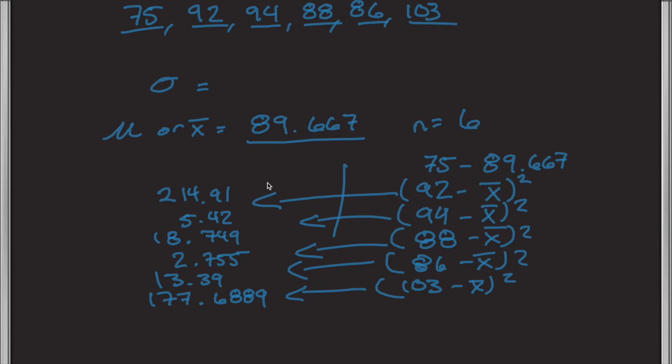And so what we have here is now simply the sum of these values. So if we take all these values and add them all up, we would end up with 432.93. Great, so now we have the top part of our fraction here, which is 432.93. All we have to do now is divide it by n minus 1.